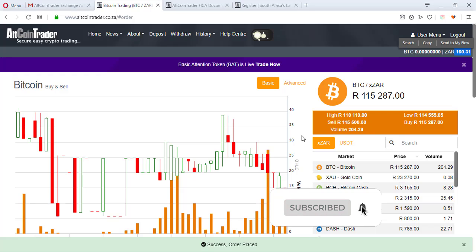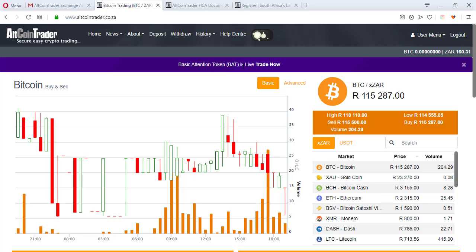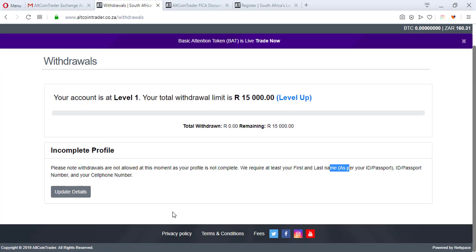So you've seen how easy it is for you to sell your Bitcoin and to make it rands. It's actually lightning fast. So I've sold my Bitcoin. Right now I want to withdraw my cash into my bank account, so I'm gonna click on withdraw. But right now it says your account is at level 1, your total withdrawal limit is 15,000, right? Right here your profile is incomplete. I haven't put my username, my first name, my last name, my ID number and so forth. So it's very, very essential that you put those details before you do a lot of things.